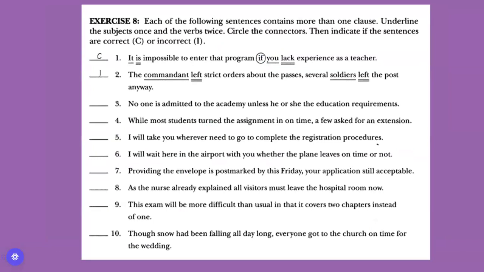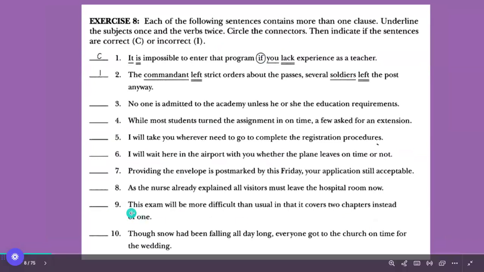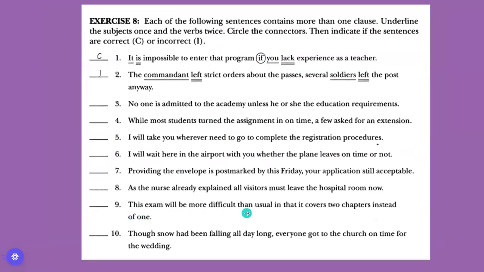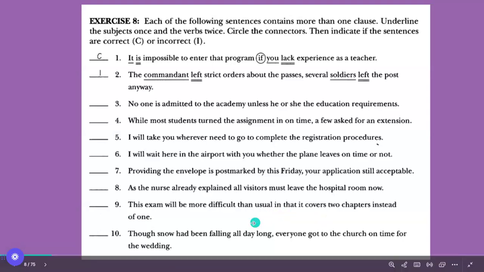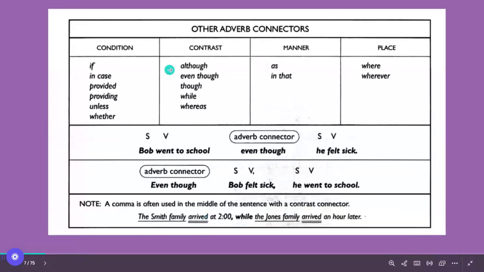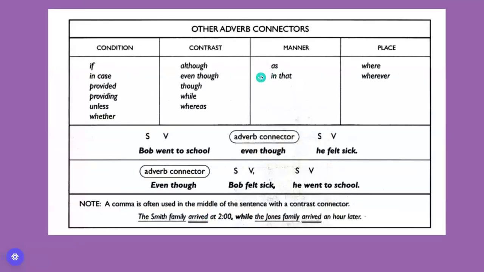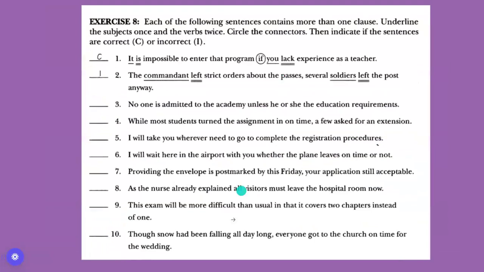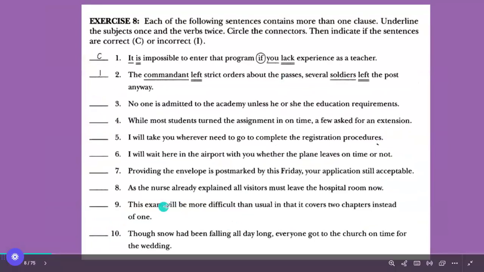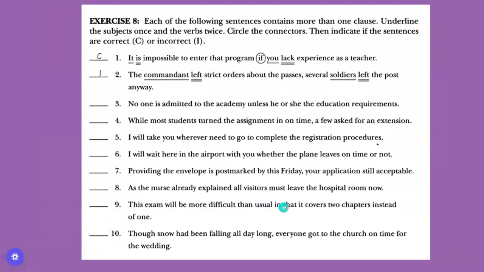I think it's correct. Looks correct. This exam will be more difficult than usual in that it covers 2 chapters instead of 1. Let's see. If you see, we have the connector "in that" that shows manner. Okay, so right away I see my connector. This exam will be more difficult than usual in that it covers 2 chapters instead of 1.